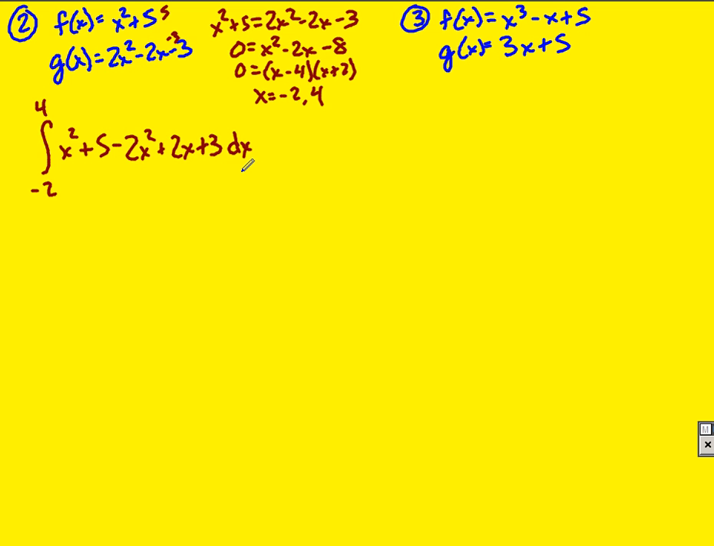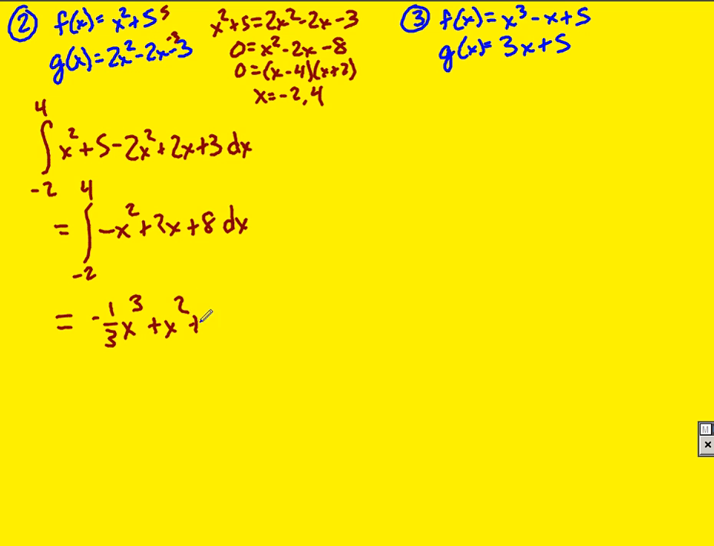Now, I'd like to simplify this because it'll make things a lot easier. You could do the integral right now, but I'd rather combine what I can. x squared, so I'm going to have a negative x squared. x's, I'll have a positive 2x, and a positive 8 for my units. Okay? Now let's take this integral. I'll have negative 1/3 x cubed, plus x squared, and plus 8x. This will be evaluated from negative 2 to 4.